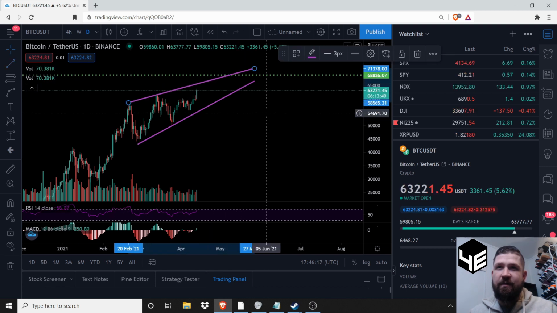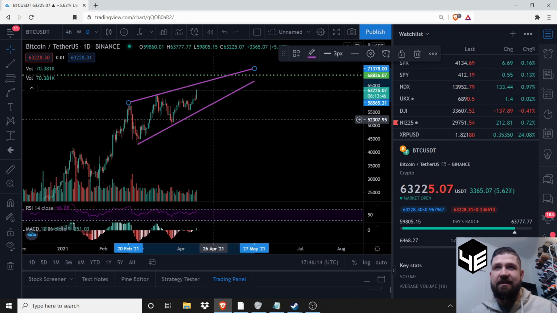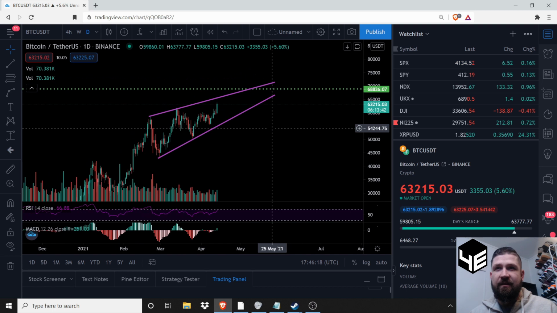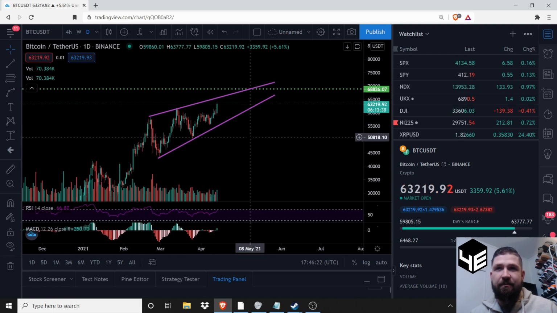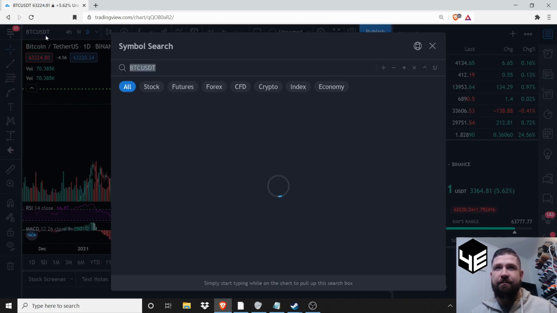So yes, the rising wedge still exists. Now there is a chance that a rising wedge can break upwards as well. It happens all the time in a bullish trend, but the favor is for the bears for this type of pattern. Anyways, I just wanted to show this off. Now there are some other coins I want to take a look at as well.